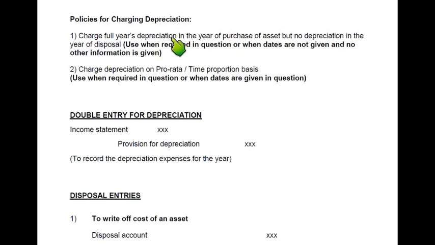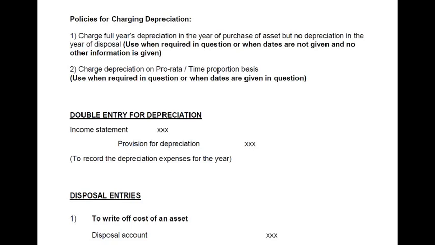No matter when we have bought the asset, if the asset remains with us at the end of the year, we'll be charging full depreciation no matter the date at which the asset was bought. Similarly, if we have sold the asset before year end, and we do not own that asset on 31st December, we won't be charging any depreciation if we are using the full year policy.